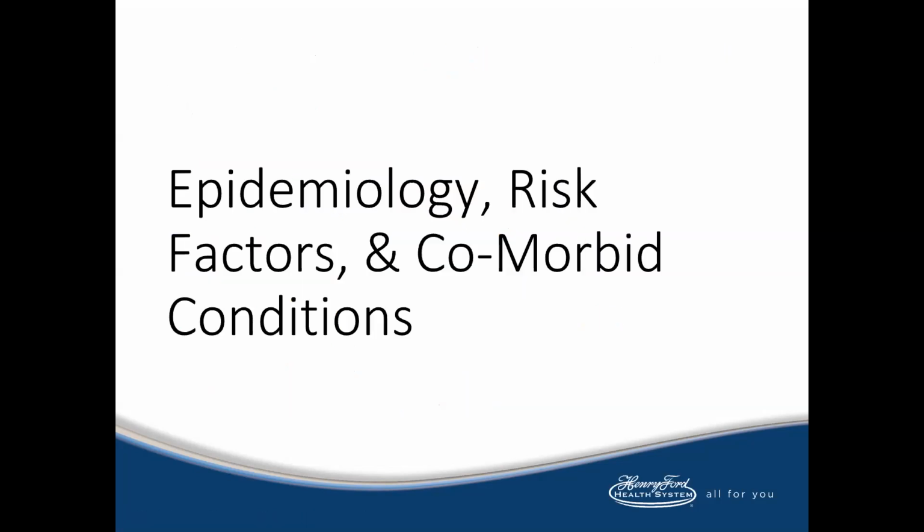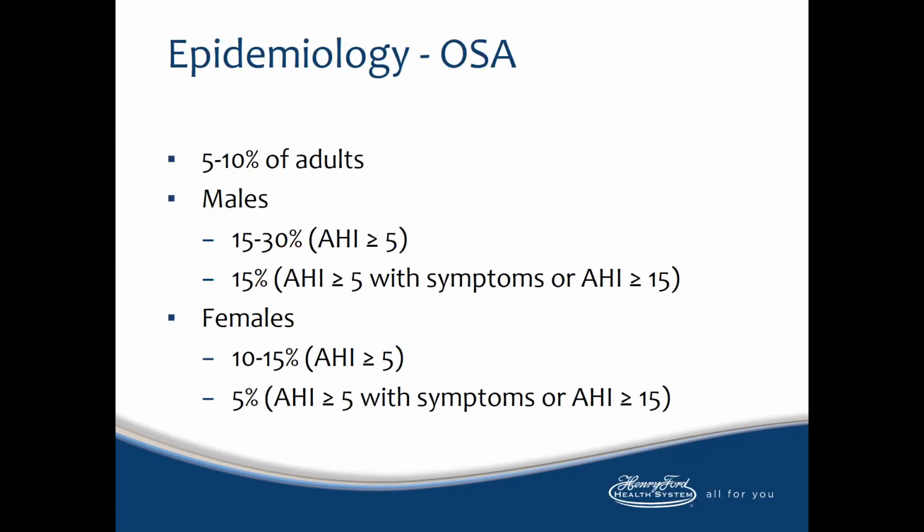Okay, so I'm going to move on into some of the epidemiology and risk factors, as well as discuss the comorbid conditions. So sleep apnea actually affects about 5 to 10% of adults. We see it a lot, I think, in our division being pulmonary, and also in Detroit and across the Midwest, with obesity. It is more common in males. So about 15 to 30% of males have mild OSA if you're just defining it by the AHI criteria. If you're including symptoms, it's reduced to about 15%. And this is in the United States only, not worldwide.